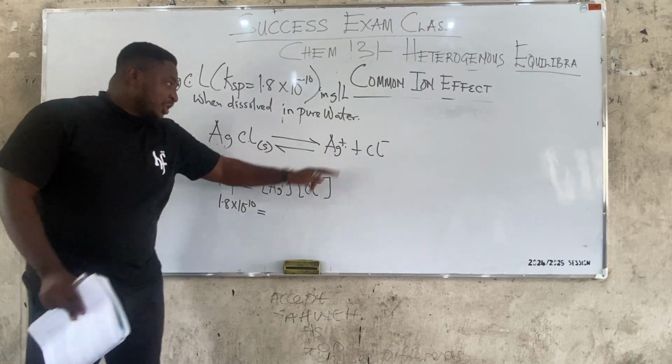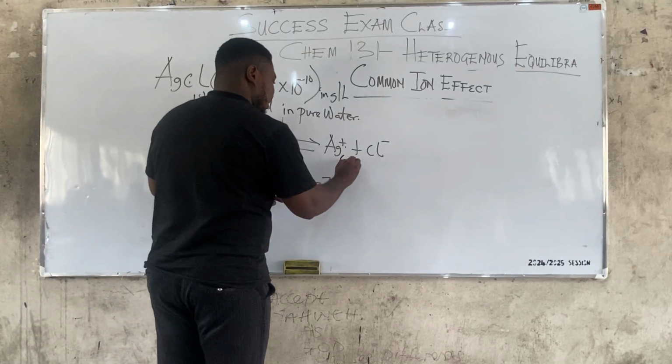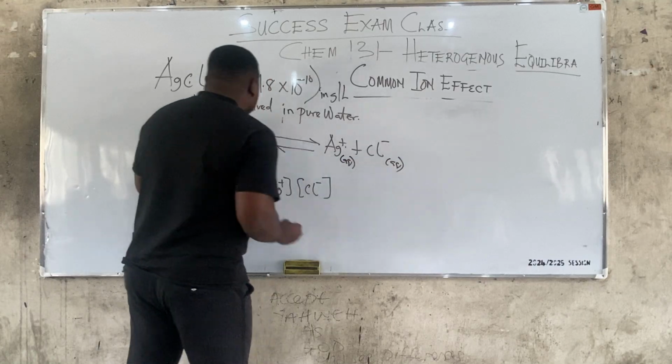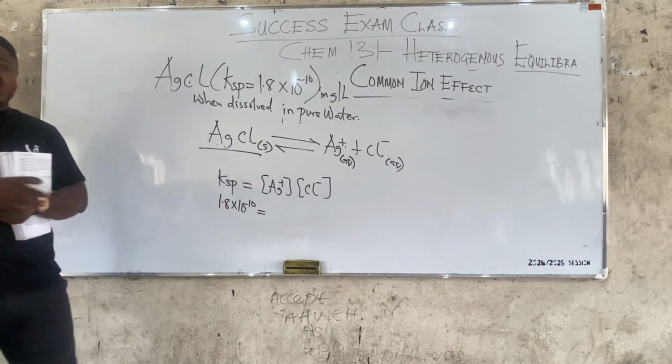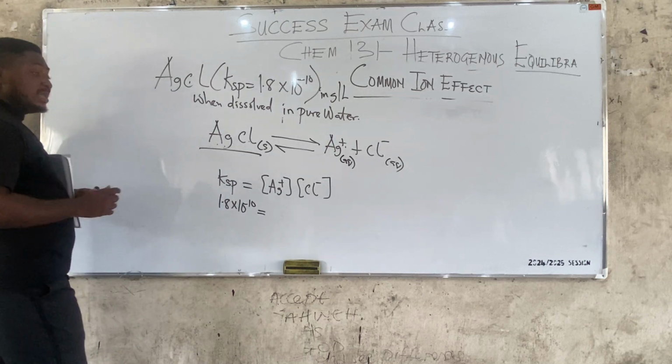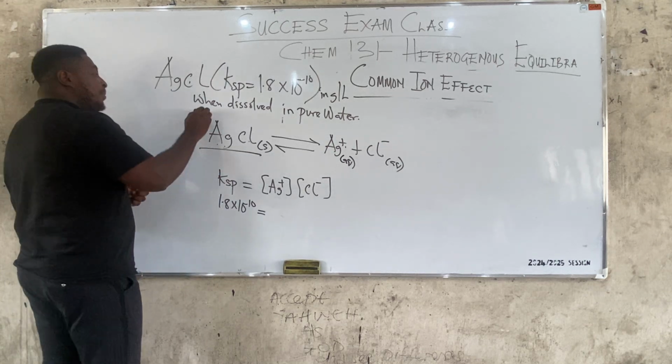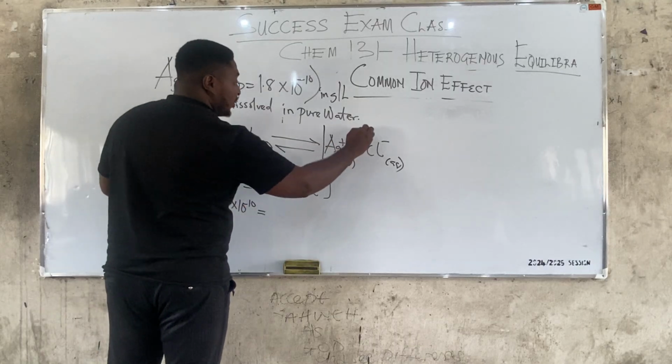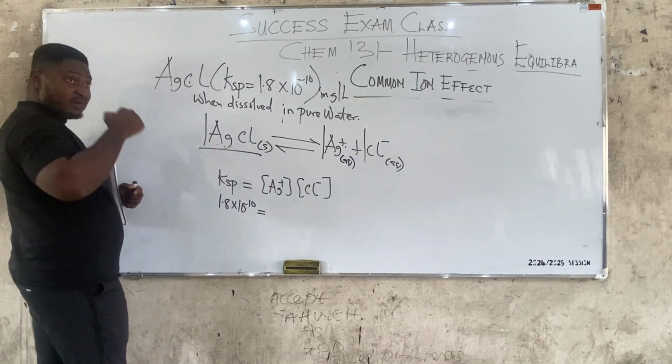This is Ag plus aqueous, right? And this Cl minus. But they ask us to find the molar solubility of AgCl, which means the concentration of AgCl. See how you're going to do it. Follow me. Let me tell you, go back to the equation. Class, 1 mole of the salt gave 1 mole of Ag plus and 1 mole of Cl minus, right?